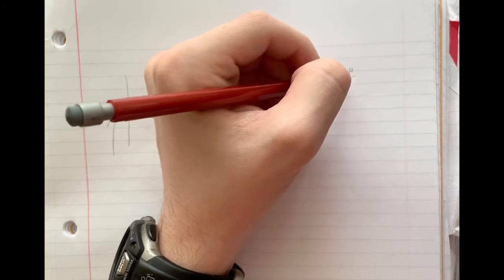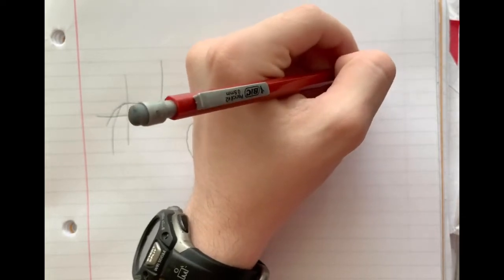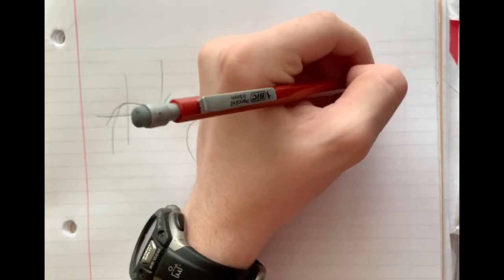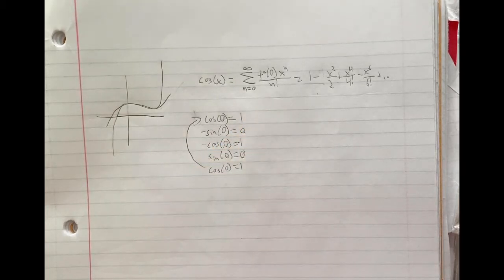So what will happen is this Taylor series will actually be 1 minus x squared over 2 plus x to the 4th over 4 factorial minus x to the 6th over 6 factorial plus ..., where we're going up every 2 terms, because every term with an odd power of x is actually going to evaluate to 0, just because sine of 0 is 0.